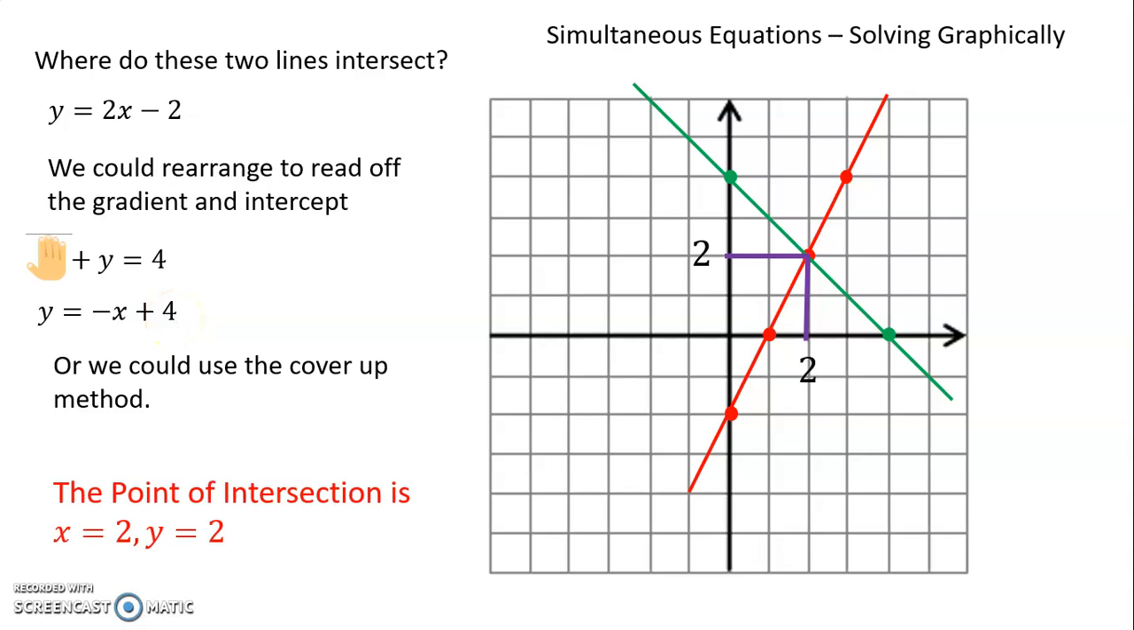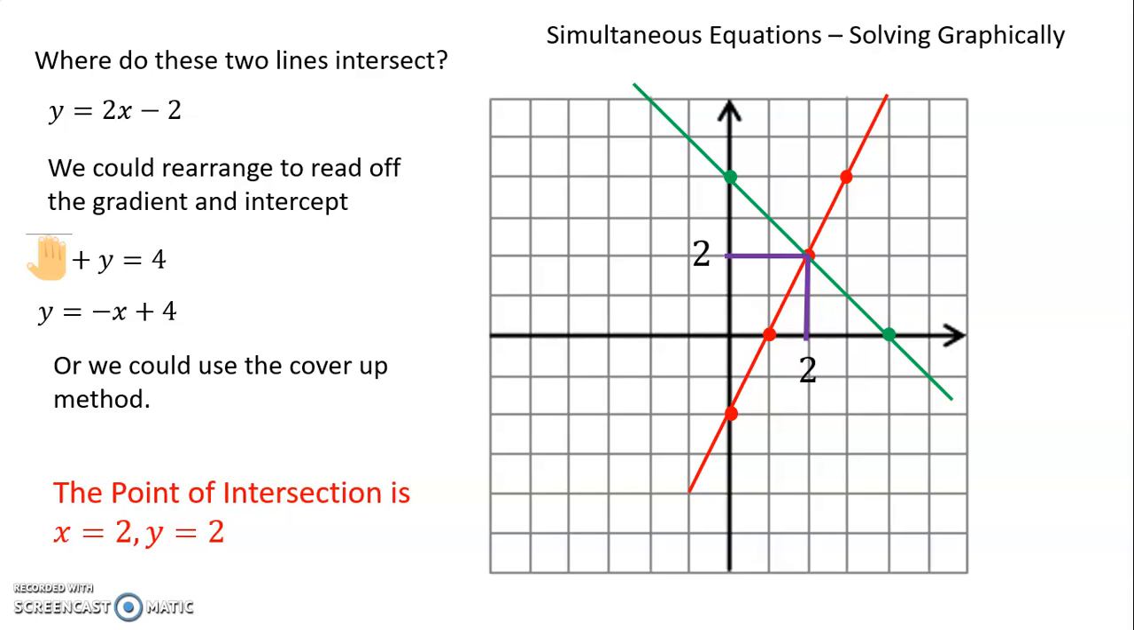So the point of intersection where the two graphs cross, that is where you will find your solution for both equations. Now, because we'll be dealing only with linear equations, there will only be one solution. If we were looking at quadratics, then you would have more than one, but we only need to worry about one solution for what we're doing today.